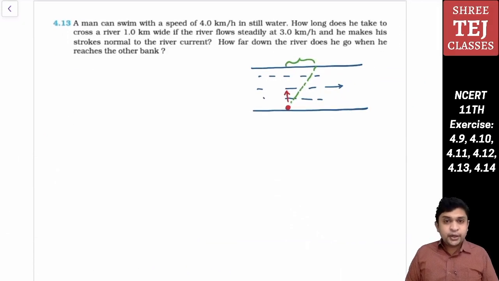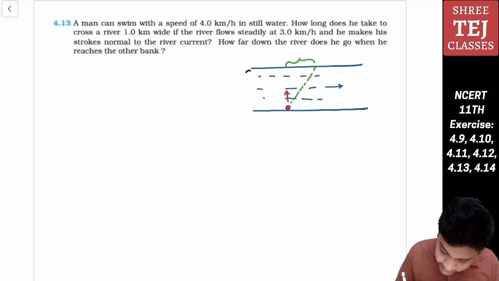Question 4.13. A man can swim with a speed of 4 km per hour in still water. How long does he take to cross a river 1 kilometer wide? So this is 1 kilometer wide.